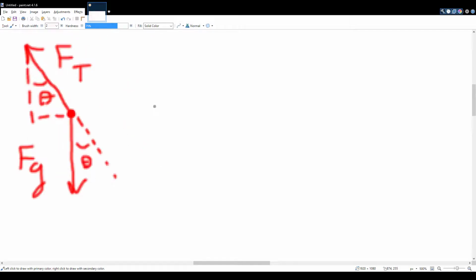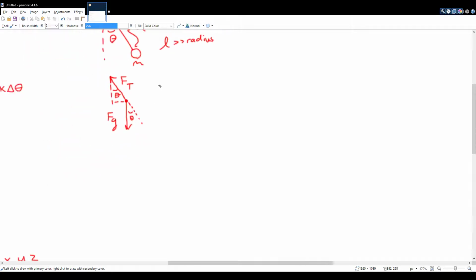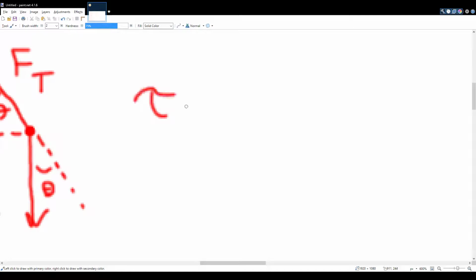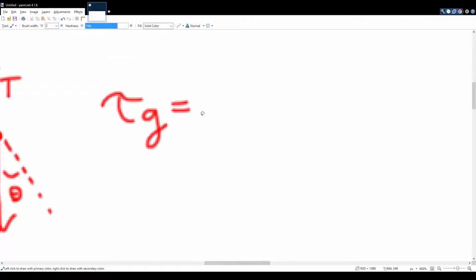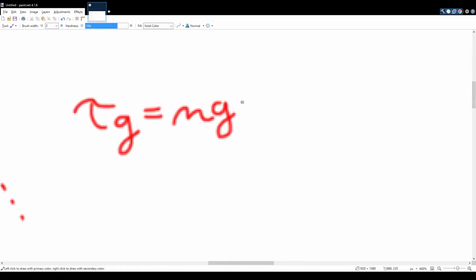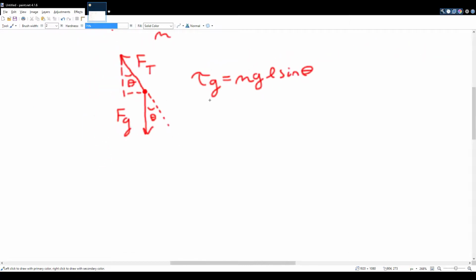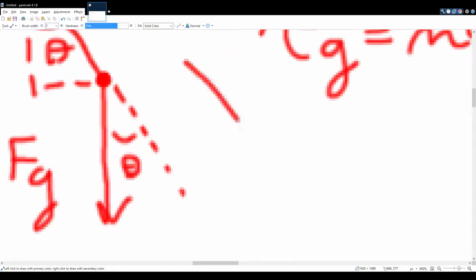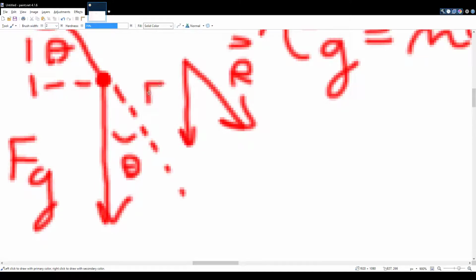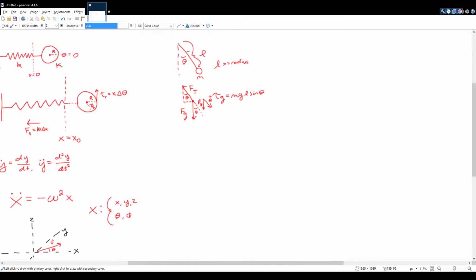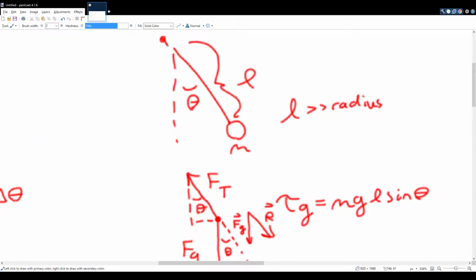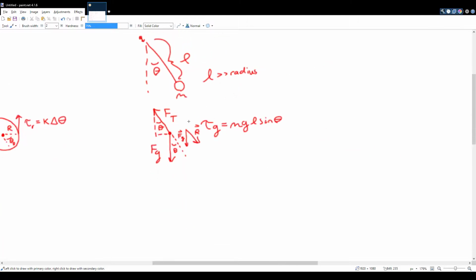So the torque caused by gravity on the object is going to be the force of gravity times the length of the pendulum times the sine of theta, just from torque equals r F sine theta, where theta is the angle between the r vector and the force vector, which it's very clear to see that this angle and that angle are the same thing. The r vector is from the axis of rotation to the object, so it'll be parallel to the length of the pendulum.